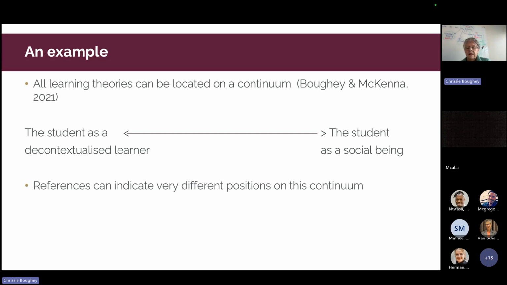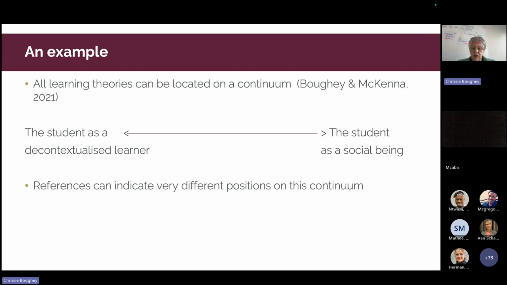At the other end of that continuum, you've got the student as a social being, and what that says is that there are many different knowledge forms, many different ways of knowing, and that different forms of knowledge and different ways of knowing are privileged in different spaces, and that some students are introduced to forms of knowledge and ways of knowing in their homes, and they therefore come into schools and university at an advantage.